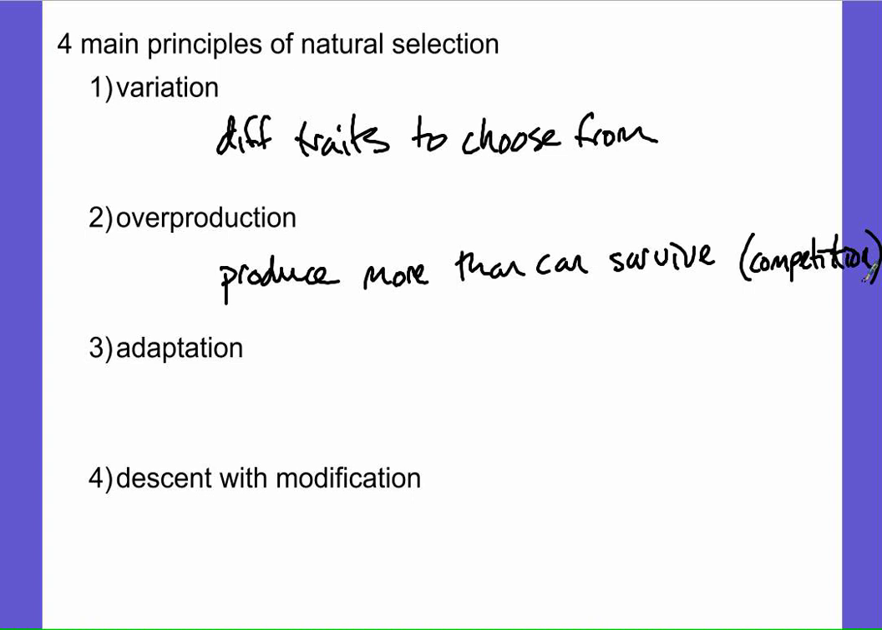There has to be competition of some kind. They have to have limited resources before any kind of pressure could be coming from that environment. Pressure that's going to choose some adaptation, right? Some trait that gives an advantage.